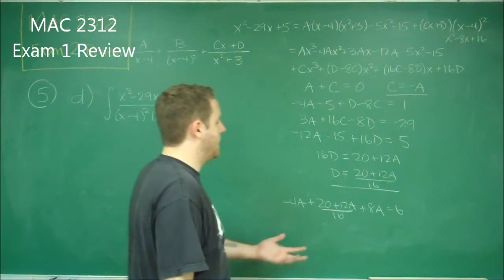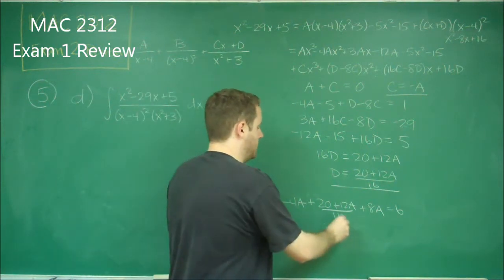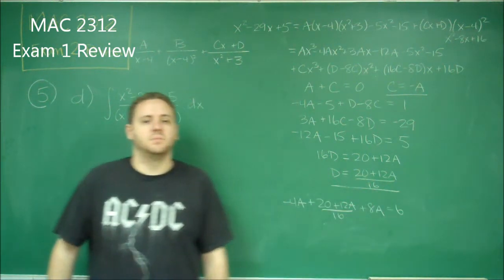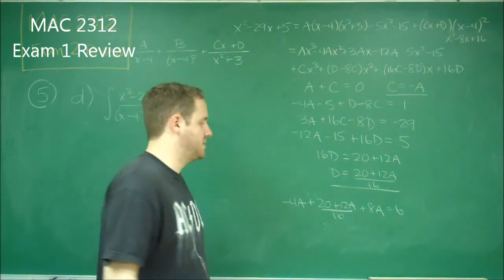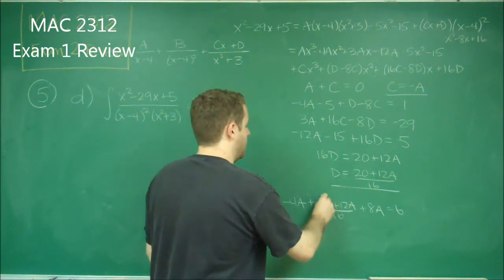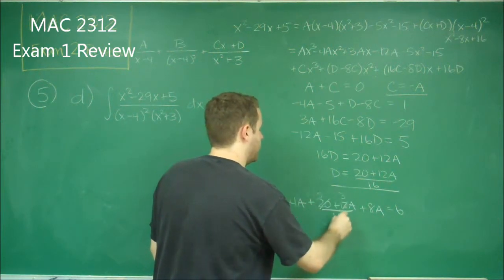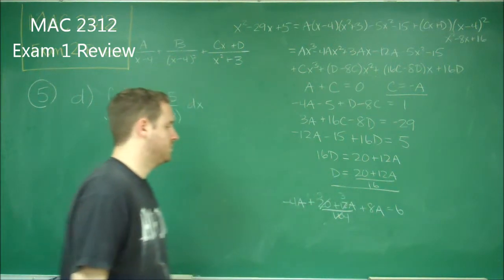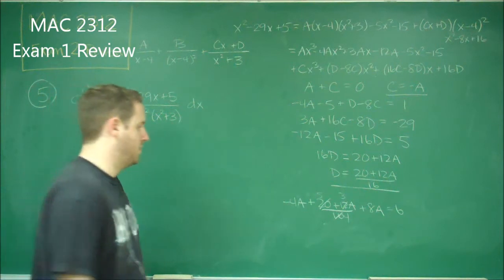What you don't want to do is just multiply by 16, because the numbers are going to be huge. We can reduce a lot of stuff here. Everything here is divisible by 4. That would be 5, that would be 3, that would be 4. Multiplying by 4 is a lot more realistic.